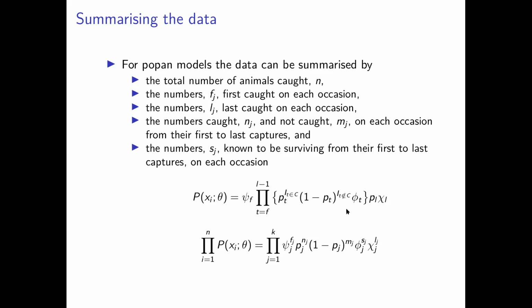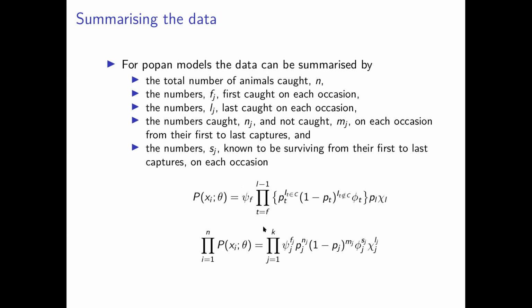So the numbers that you need to summarize these capture history probabilities for all of the capture histories are just the numbers F sub j first caught on each occasion, the numbers L sub j last caught on each occasion, the numbers caught and not caught, n sub j and m sub j, on each occasion from the first to the last captures for each animal, and the numbers S sub j known to be surviving from their first to their last captures on each occasion.